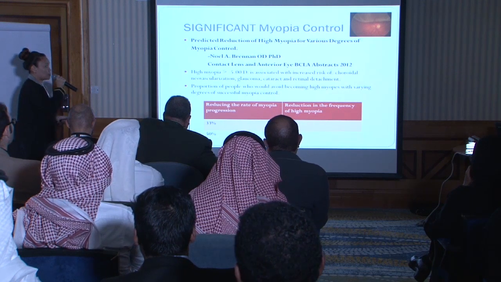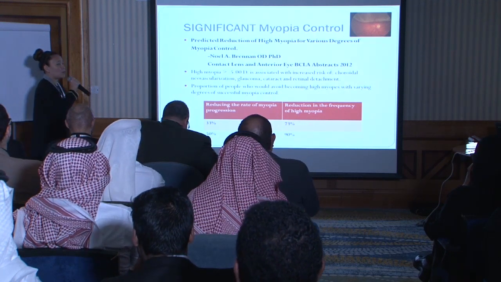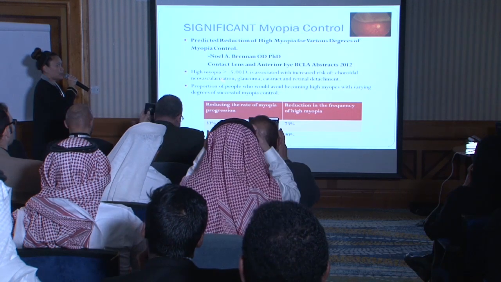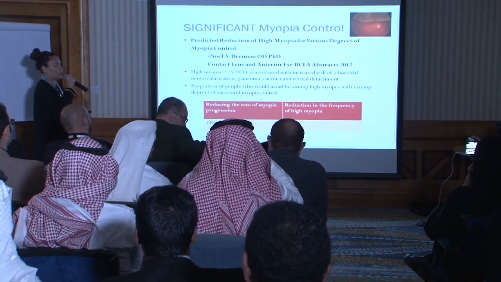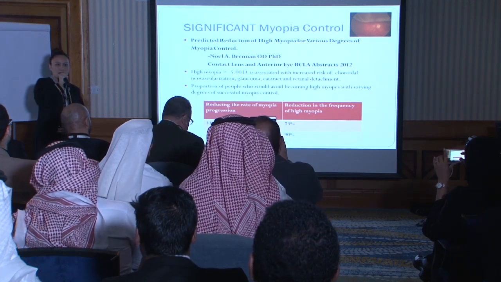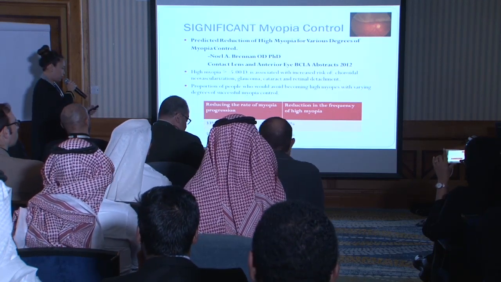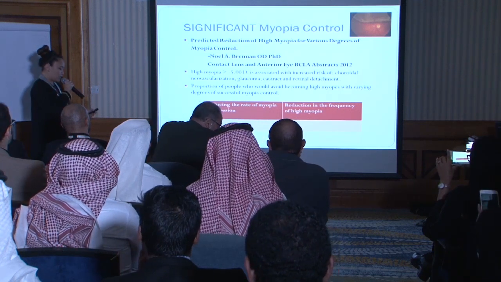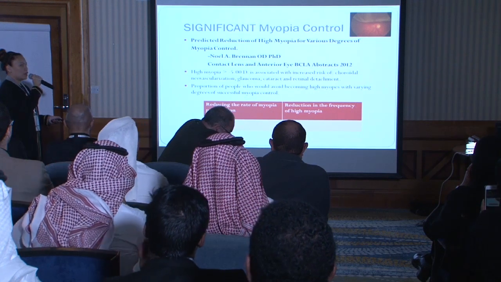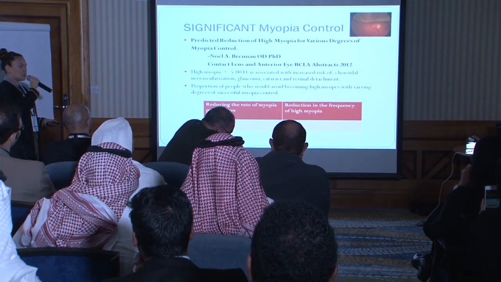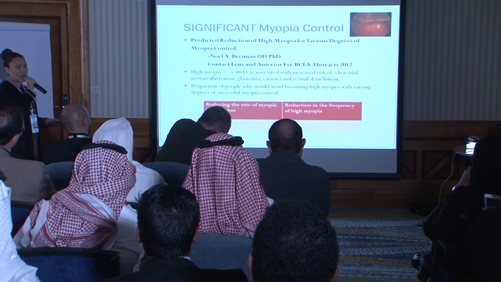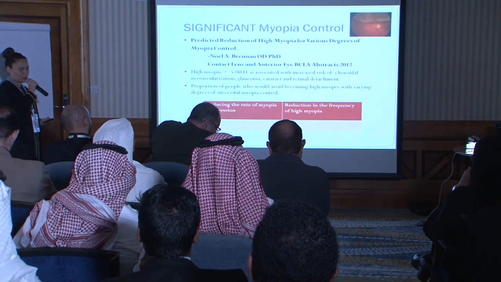So this one is very significant whenever we talk about myopia progression and control, Noel Brennan's research, which was posted in the BCLA abstracts in 2012. Okay, right, so he said, according to his research, that if we reduce the rate of myopia progression by 33%, we'll be controlling or reducing the frequency of high myopia by 73%.